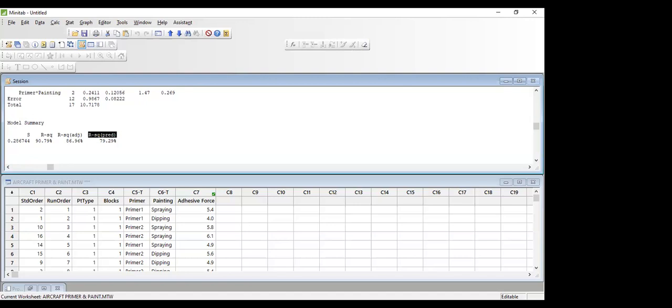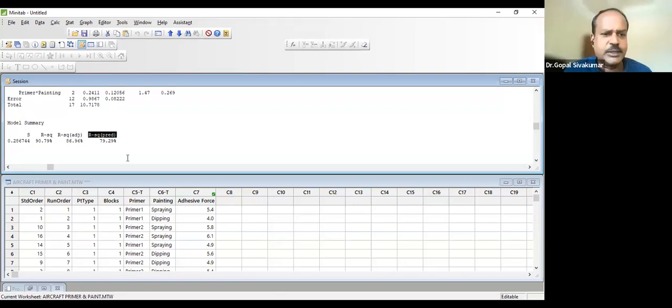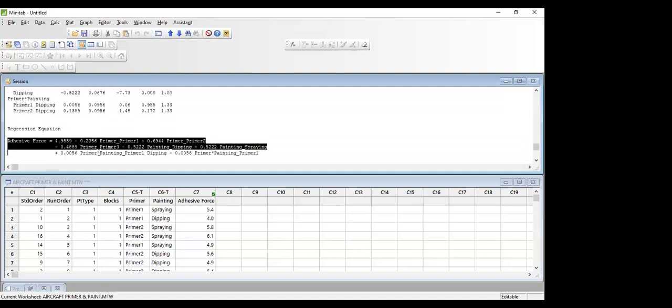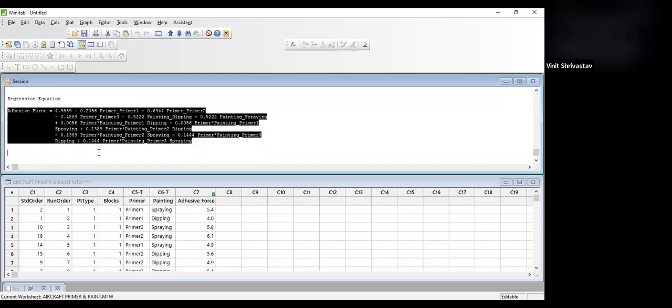Can I use this equation? What is the equation? The equation is here below. There is a regression equation. Can you see? Regression equation, you all can see, right?